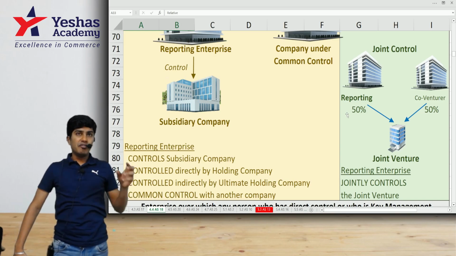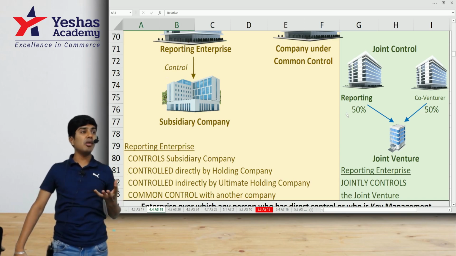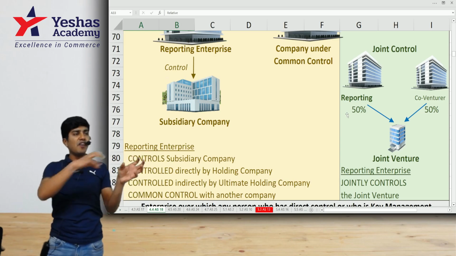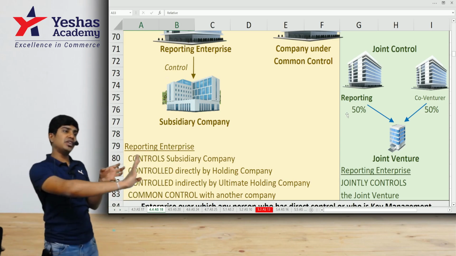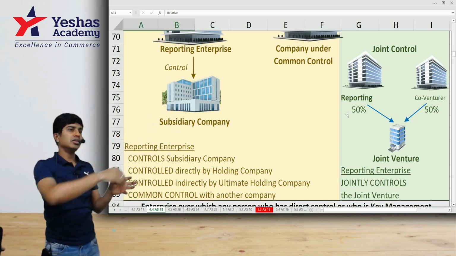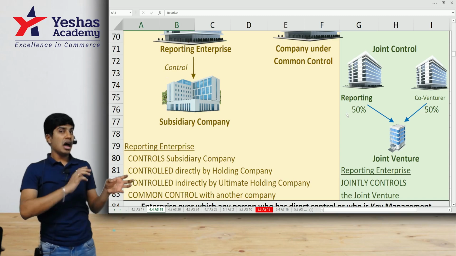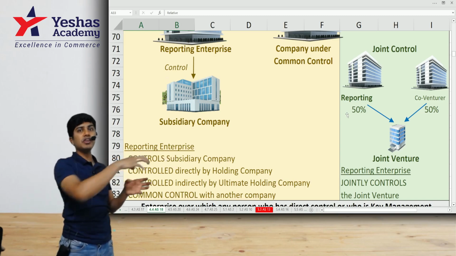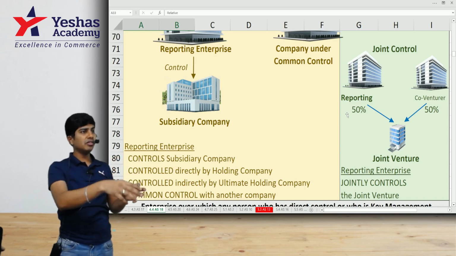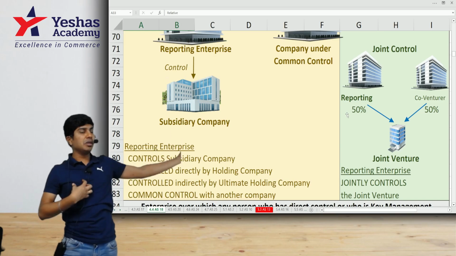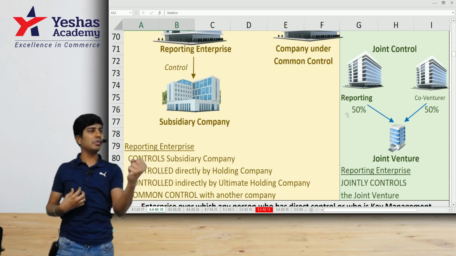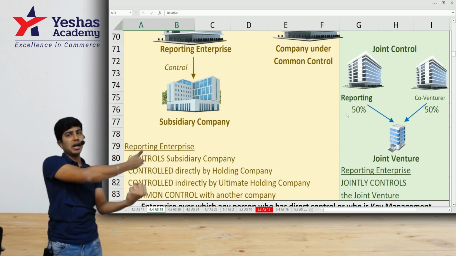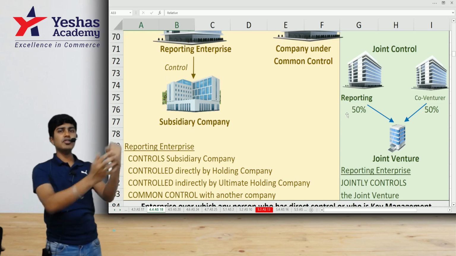However, whether I have joint control or not depends upon how the rest of the stake is held. There's a company in which I have 50%. The balance 50% is held by 5-6 people. Then I have significant influence. However, if I have 50% and the balance 50% is held by one person, both have joint control. I and the other party become co-venturers. This entity will become a joint venture. I am a co-venturer, the other party is a co-venturer. Together we have a joint venture.